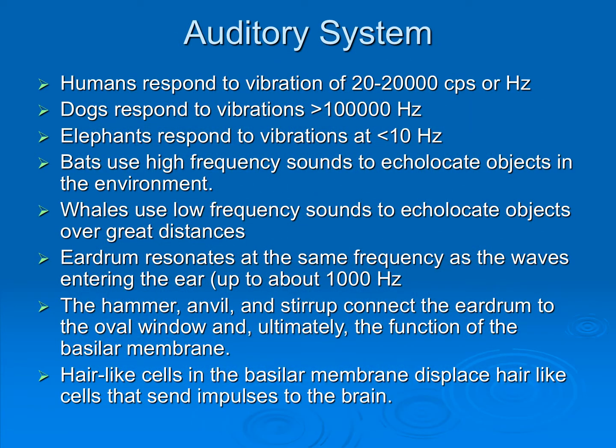The auditory system actually is, the human ear responds between 20 and 20,000 cycles per second, or hertz. That's one of the study questions. Some animals, like dogs and bats, hear up near 100,000 hertz. Some animals, like elephants, hear below 10 hertz. Bats, because they use high-frequency sound waves, the sound doesn't travel very far, but they use it for echolocating, like insects. Whales use low-frequency sound waves to echolocate too, but they do it over great distances.